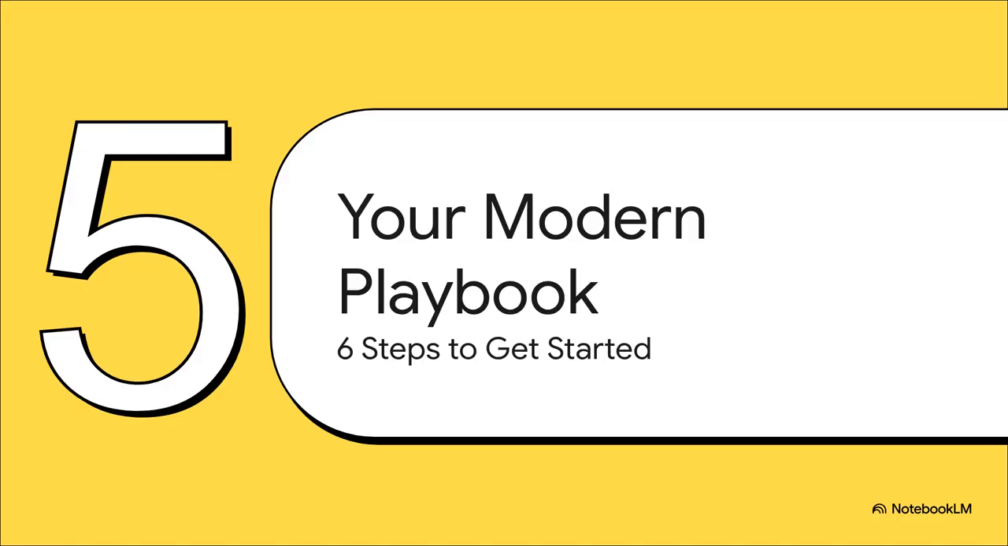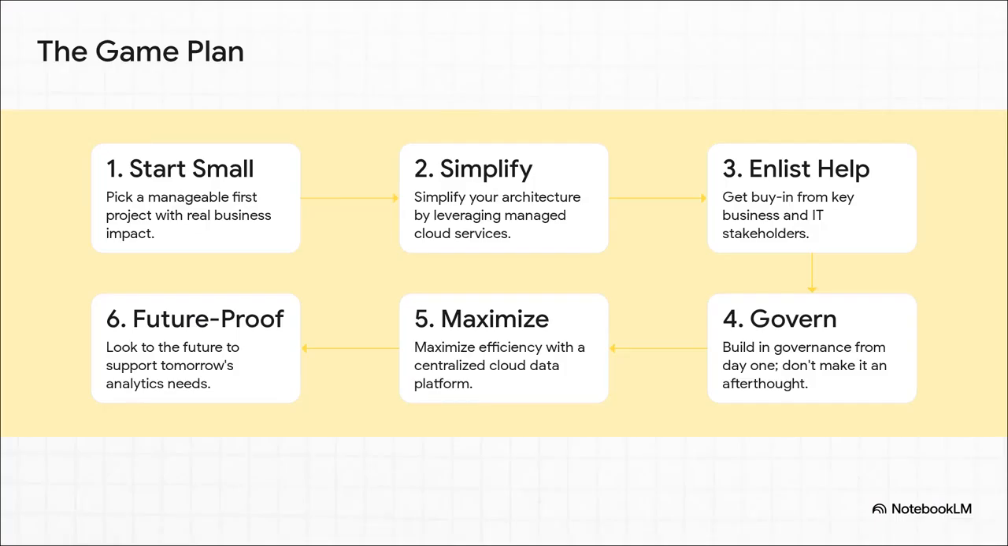So, we've covered the what, the why, and the how. Let's pull this all together into a practical playbook. 6 steps you can take to start building a modern data engineering practice in your own organization. Here's the plan. First, start small but think big. Pick one project that will deliver real value fast. 2, simplify your architecture. Don't try to build everything yourself. 3, get your stakeholders on board early. 4, and this is a big one, build in governance from day one. Don't make it an afterthought. 5, use a cloud platform to be as efficient as possible. And 6, always be looking ahead to what's next.